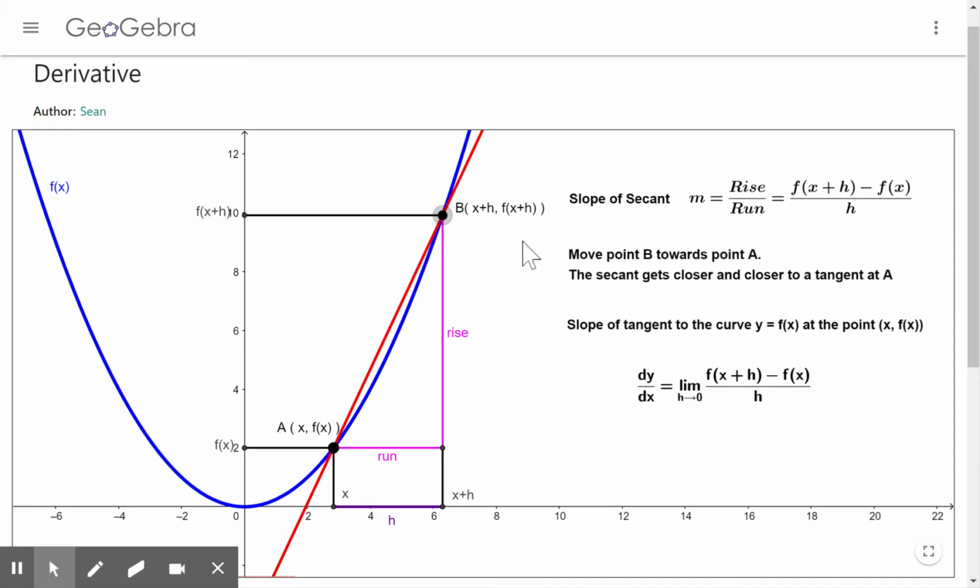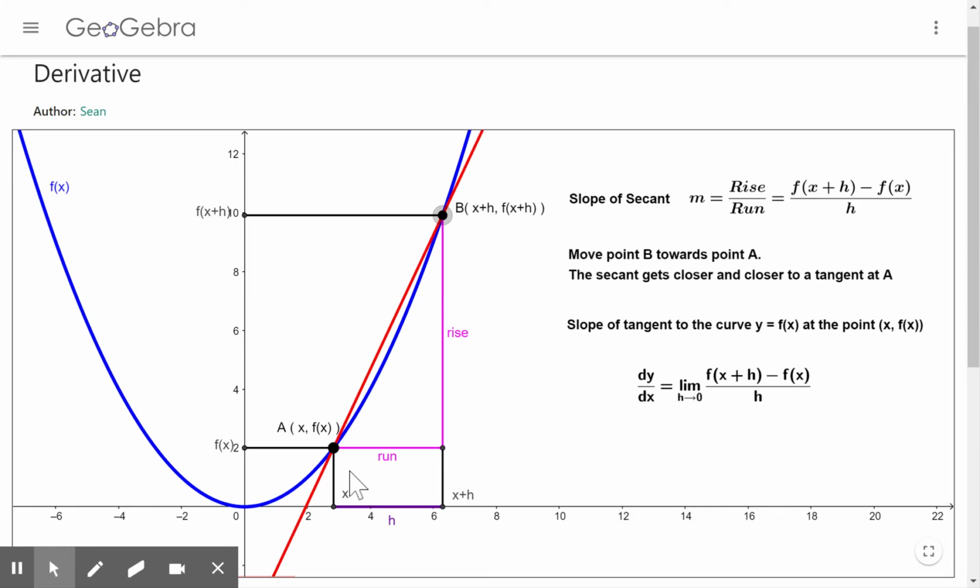Now to work out this, you can see that the rise here maps onto the difference in heights between f(x plus h) and f(x) over here. So for example, right now it's on 10 and 2. So the difference between there and there is 8. So that corresponds to a rise of 8. But in general, the rise is just f(x plus h) minus f(x). So there's your rise there.